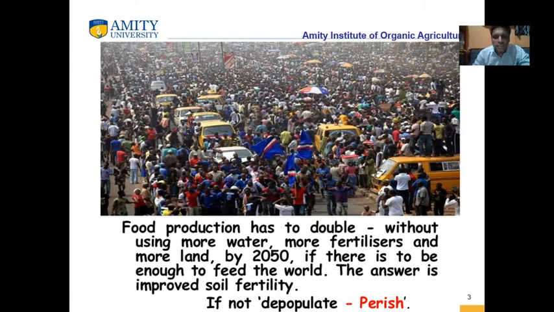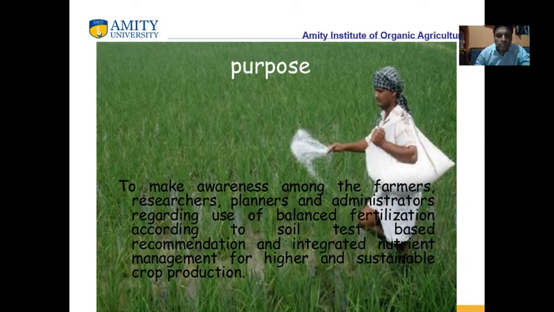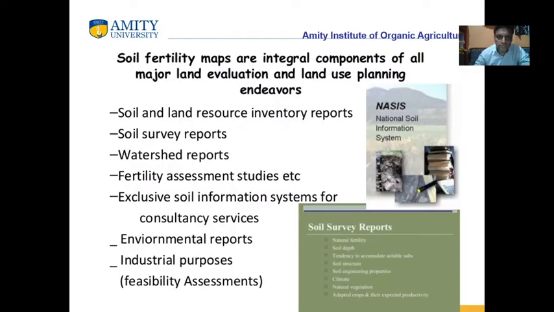So soil fertility needs to be improved because of our growing population, rapid population all over the world. The purpose of soil fertility mapping is application of balanced fertilization according to soil test based on recommendation and integrated nutrient management for higher and sustainable crop production.